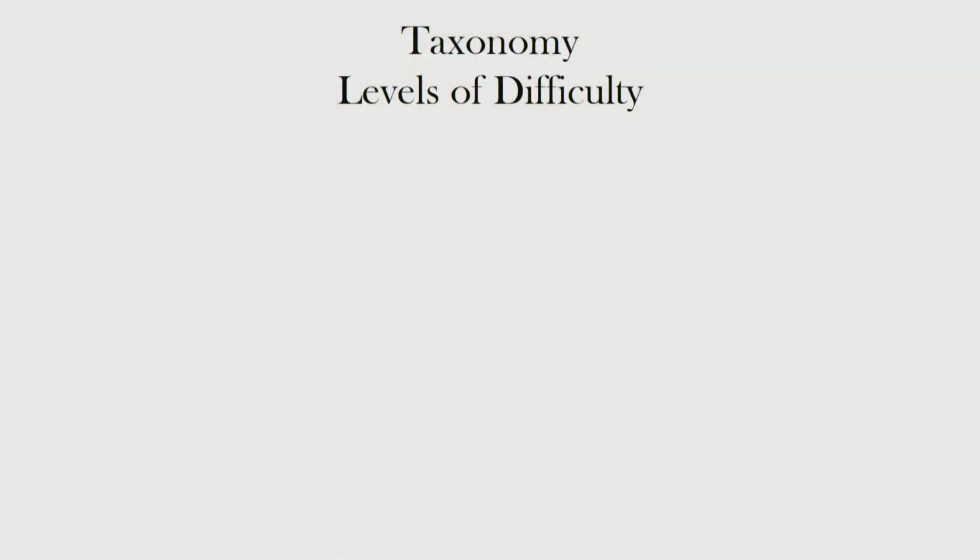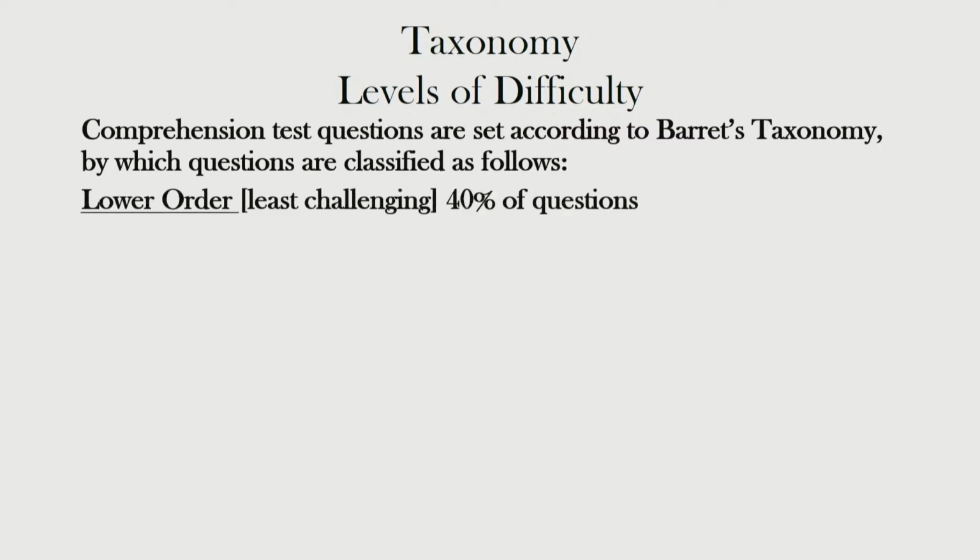Before we look at the questions themselves, we have to look at some background information, and that is the taxonomy, the levels of difficulty. Here we are looking at Barrett's taxonomy, where you have 5 specified levels. Your lower order level contains the lowest two, and you've got level 1, which is absolutely literal.